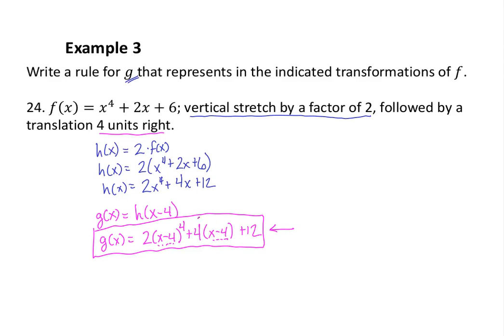Some of you may feel inclined to distribute this 4 and combine like terms. If you want to do that, that's totally fine. But when we start seeing higher powers and then we do a horizontal shift like this, raising x minus 4 to the fourth power is quite a chore. That uses Pascal's triangle. So if we were to actually multiply all this out, it would be a lot of work. This is actually a very good place to end your answer for problems like this.